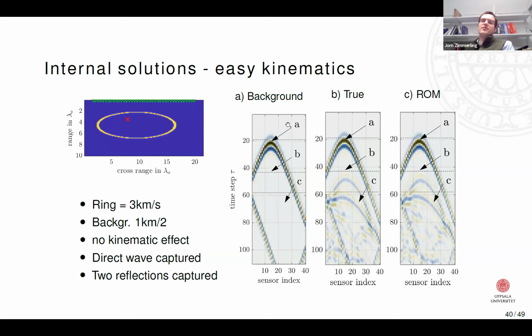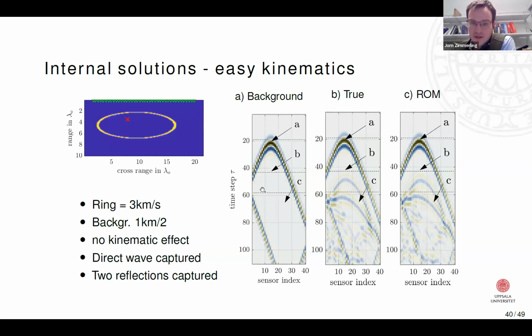And those are the events A, the direct arrival, B, the reflection from one of the sides of the ellipse, C, the reflection of the other side of the ellipse. And now I've marked these events A, B, and C. If I compute the true internal Green's function, then with the wavelet used to image this, I clearly see these 3 marks. And now if I use my reduced order model and just replace the V's that I don't know with the V's in the reference medium, I get the seismogram on the right.